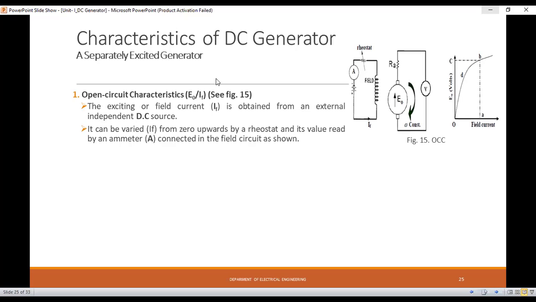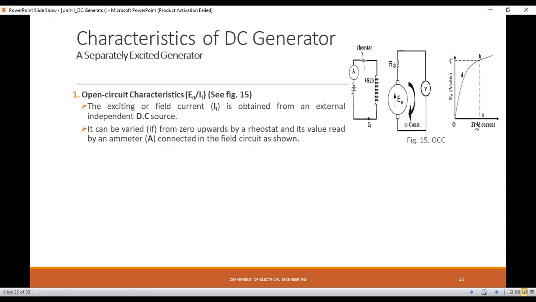The first part is that the induced EMF is present before exciting the winding. It is due to the residual magnetism present in the field pole. So at a zero value of field current, there is some induced EMF present before exciting the winding.